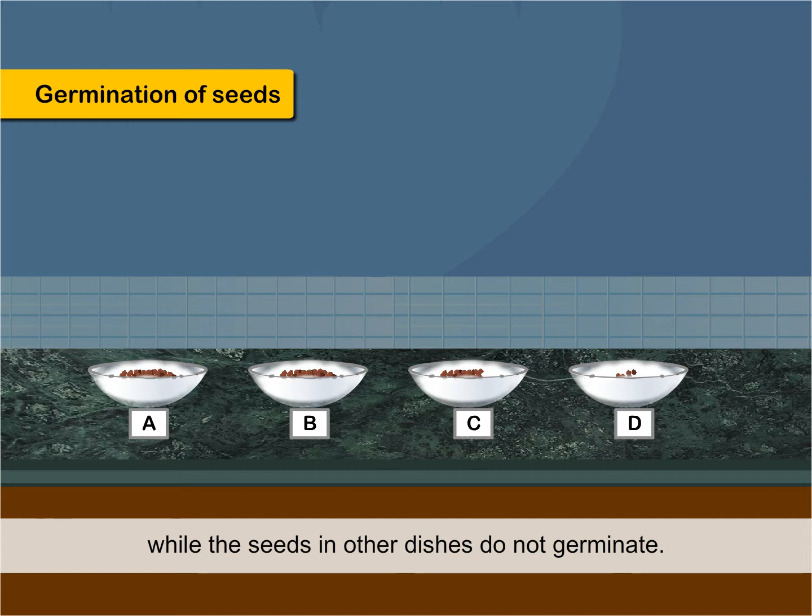In the above activity, you will find that the seeds in dish B germinate, while the seeds in other dishes do not germinate. This activity confirms that the seeds need air, water, and warmth, room temperature, to germinate. If any of the conditions is missing, seeds will not germinate.